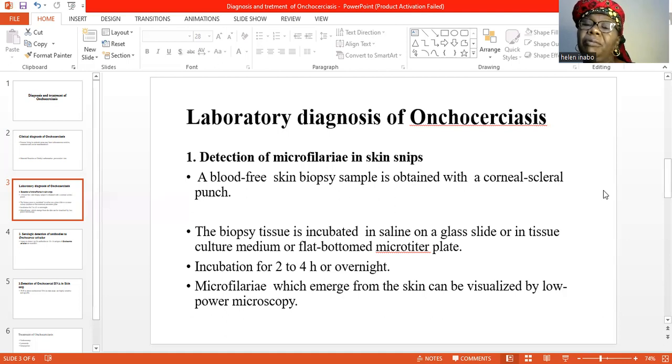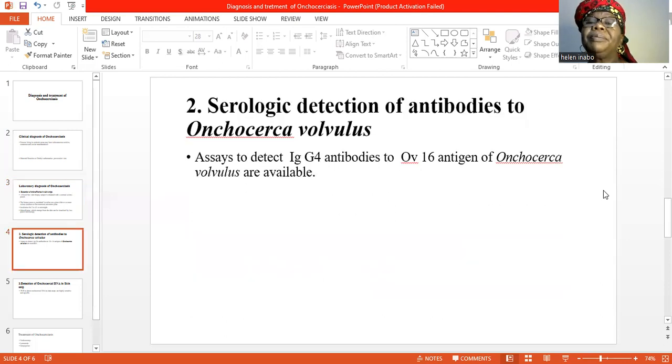But if no microfilaria emerges, then the incubation should be done overnight and then observed by using low power microscopy.